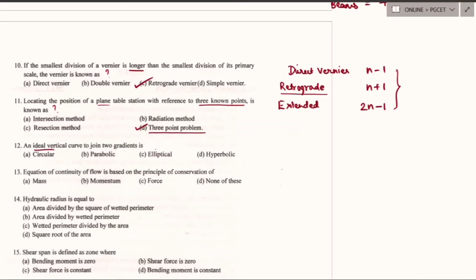Question number 12. An ideal vertical curve to join two gradients is. Ideal shape for summit curve or vertical curve is circular type. However, if the deviation angle is very small, behavior of parabola and circular is same. So, it is same as parabola or circular. Hence, parabola is preferred for summit curve. Option B is the right answer, that is parabolic type of curves.